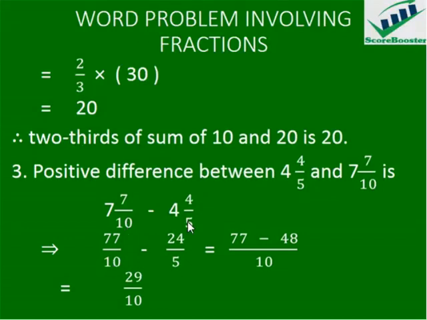You do the same thing for this. 5 multiplied by 4, 20. 20 plus 4, 24, divided by 5. So now this is where you bring in the knowledge of subtracting fractions. So the first thing you do is you find the lowest common multiple of the denominators, which is 10 and 5.